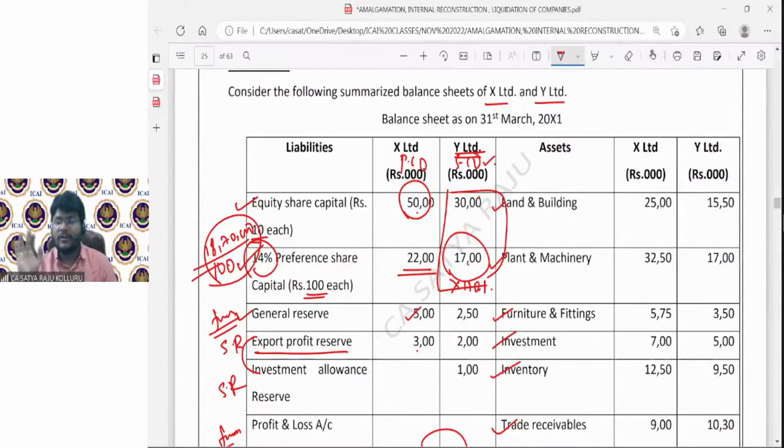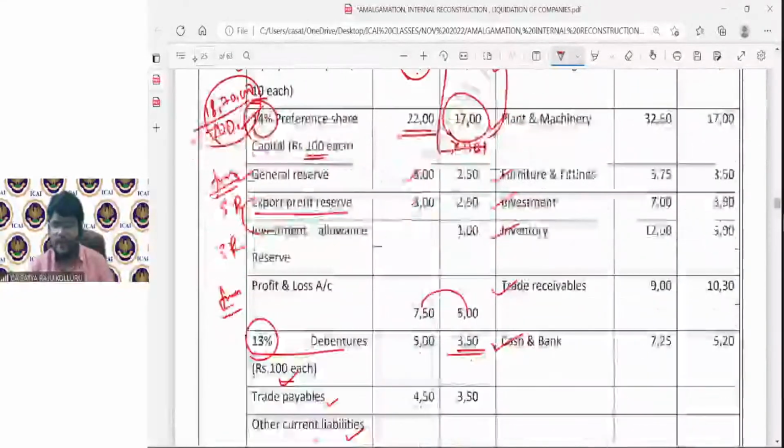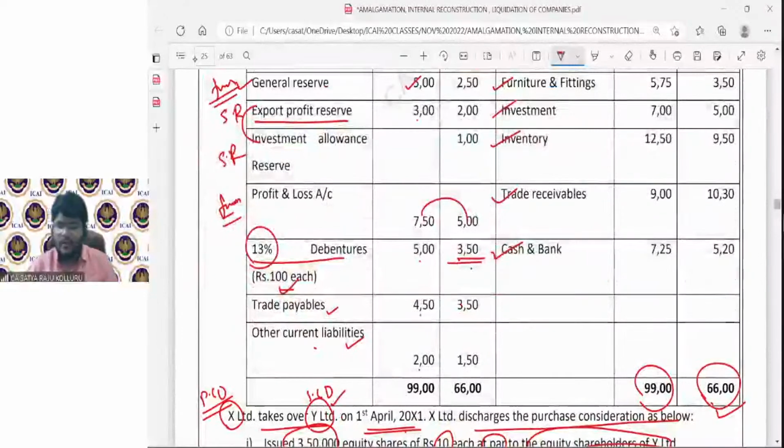But it doesn't include reserves and surplus. Now, what are the total assets taken over at the rate of agreed value? Which is 66 lakhs. All assets are taken over at book values only. Sir, what are the different liabilities we have taken over? This is the liabilities portion. Am I right? Now 66 lakhs minus 3.5 plus 3.5 plus 1.5, that is 8.5.